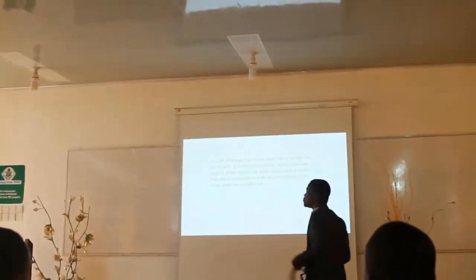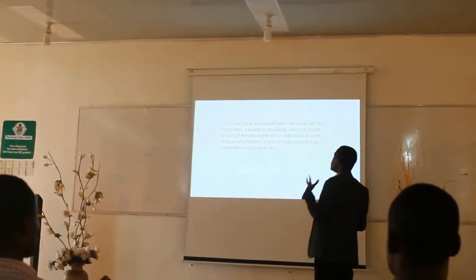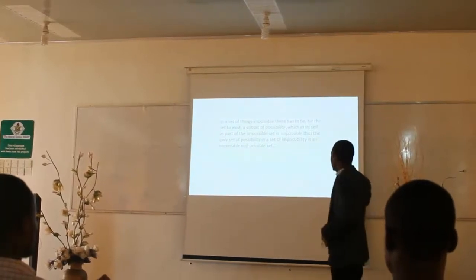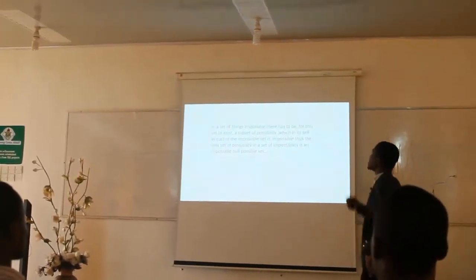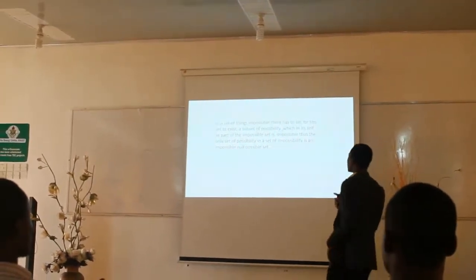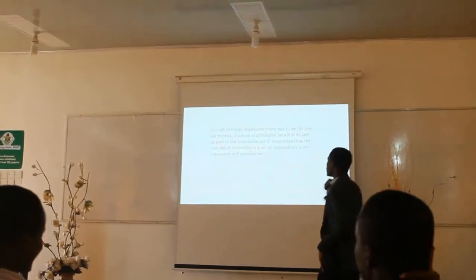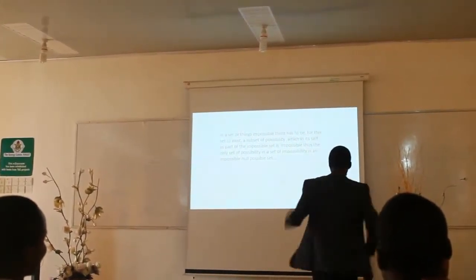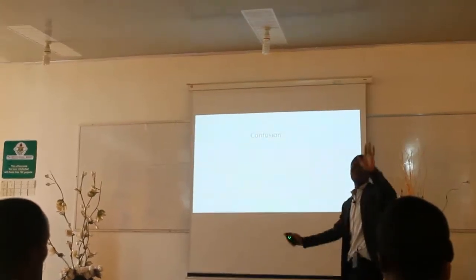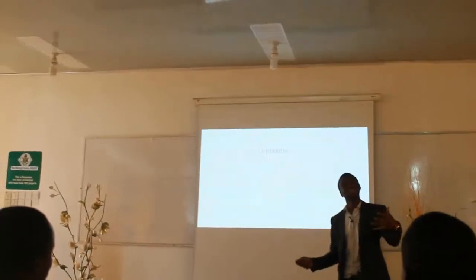Now he went on and said, putting this in much simpler terms, that in a set of things impossible, there has to be, for the set you exist, a subset of possibility, which in itself, as part of the impossible set, is impossible. Thus, the only set of possibility in a set of impossibility is an impossible now possible set. Now, I was confused. But I think I picked something out of that bundle of jumbo.